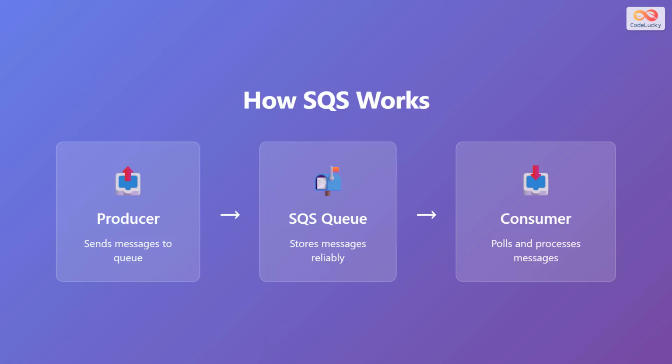The SQS workflow involves three key components. First, a producer, which is your application or service, sends messages to the SQS queue. The queue then stores these messages reliably until they're processed. Finally, a consumer, which could be another application, Lambda function, or EC2 instance, polls the queue to retrieve and process messages. This separation allows producers and consumers to work at their own pace, making your system more resilient and flexible.